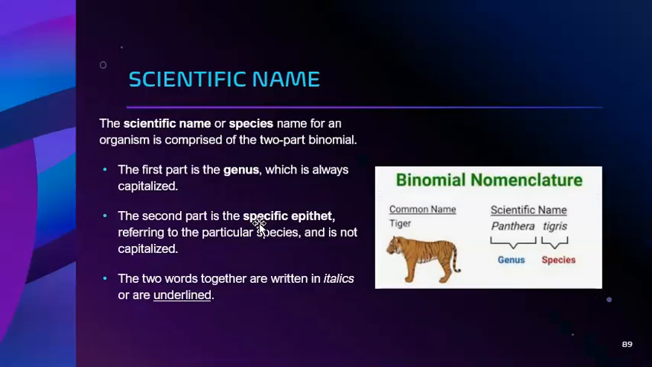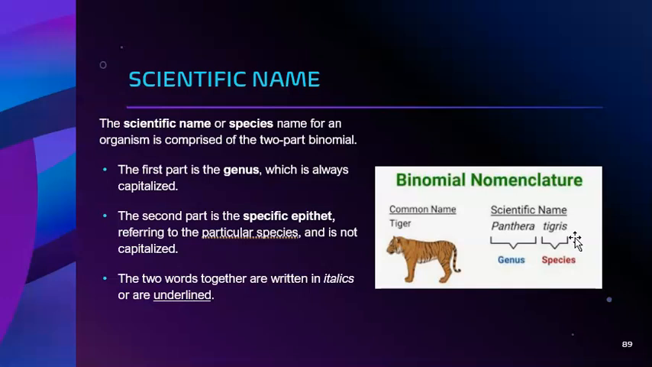Also, it's worth noting that whenever you're using binomial nomenclature, a scientific name is always going to be two-part. The first part is the genus, which is always capitalized. The second part is that more specific epithet, which is referring to the particular species, and it will not be capitalized. The two words together will be written in italics, but a lot of times if you're writing by hand, you will underline scientific names because it can be hard to distinguish what's italicized and what's not in handwriting.